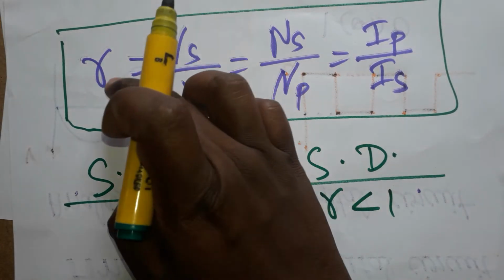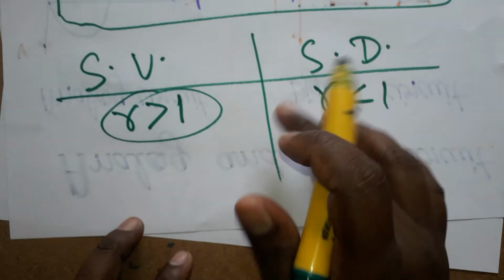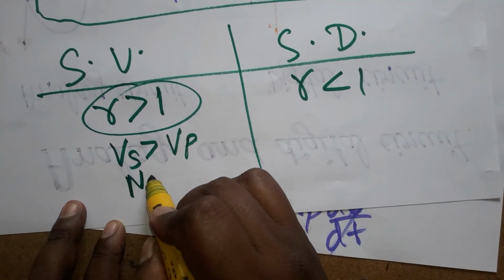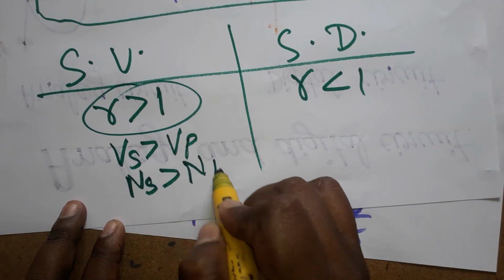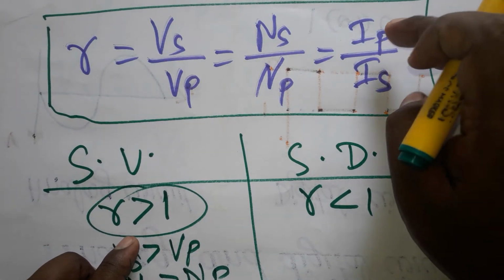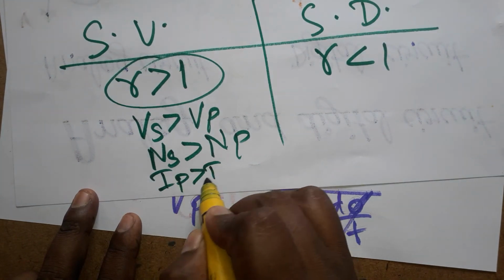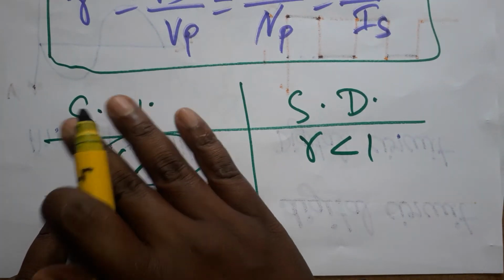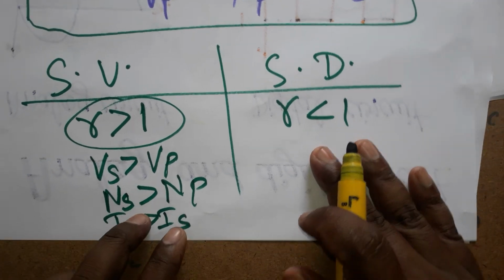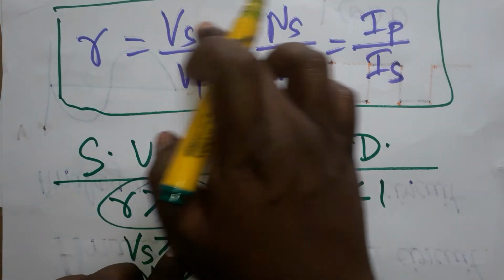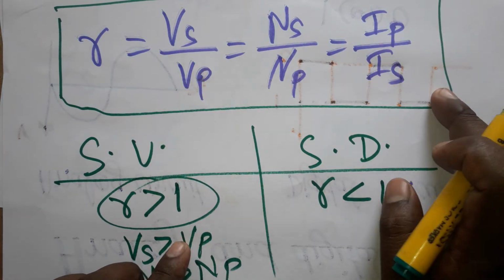When R is greater than 1, the voltage in secondary is greater than the voltage in primary, and at the same time the number of turns in secondary is greater than the number of turns in primary. Except current: current is inversely proportional. So the current in primary is greater than the current in secondary. That is the step up case when R is greater than 1. R greater than 1 means Vs, Ns, Ip: in all of these the numerator is greater and the denominator is smaller.